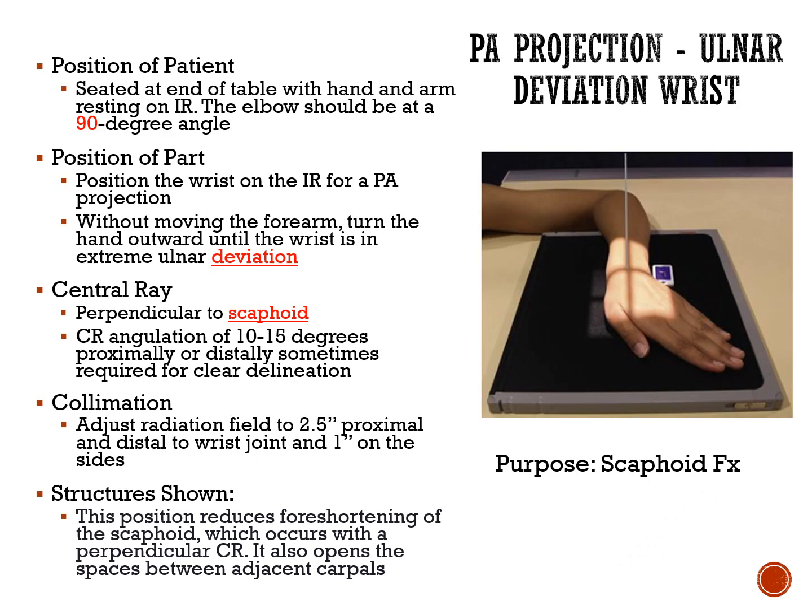The PA projection with ulnar deviation, the purpose is for a scaphoid fracture. So we want the elbow to still be at a 90-degree angle. We want the wrist on the image receptor for that PA projection without moving the forearm. We turn the hand outward so that the wrist is in extreme ulnar deviation. We want to be perpendicular to the scaphoid bone because we're looking for a scaphoid fracture. And then Merrill's does talk about how we could use a CR angulation of 10 to 15 degrees proximally.